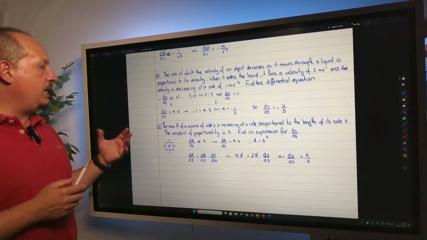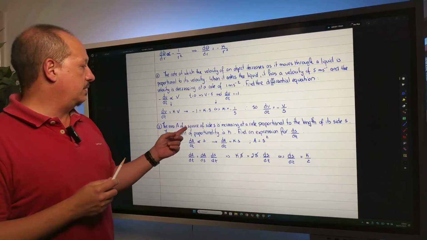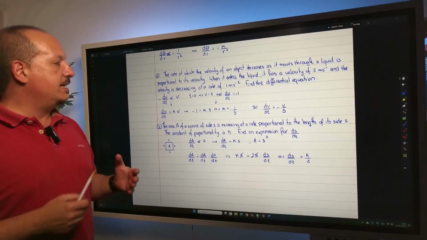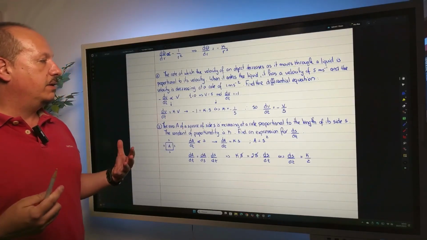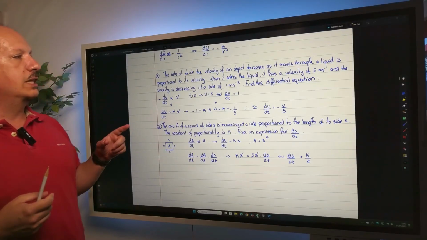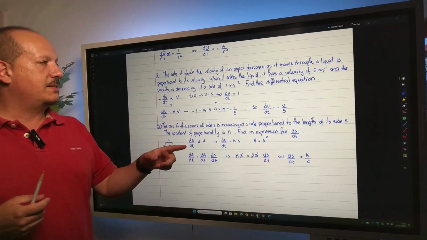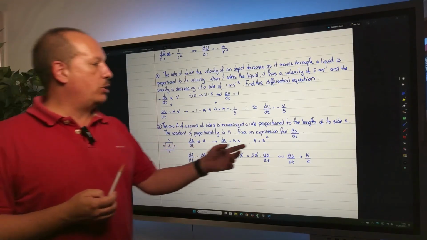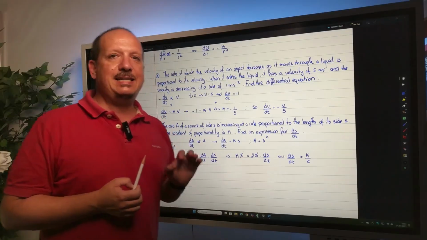The area A of a square of side S is increasing, and here is important, at a rate proportional to the length of its side S. The constant of proportionality is k. Find an expression for ds by dt.